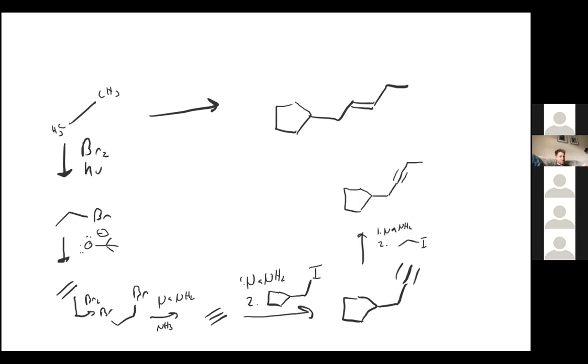This gives us our basic skeleton. From here, we just need a trans bond, so throwing in sodium and ammonia. Gets us to our final product.